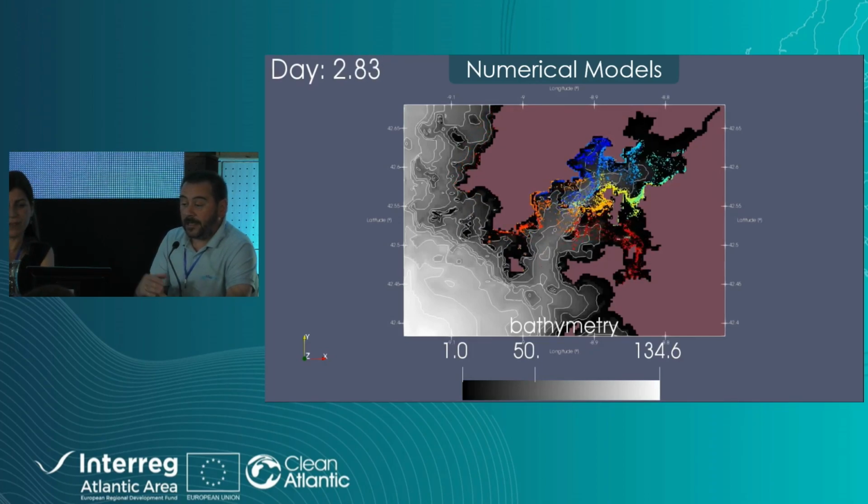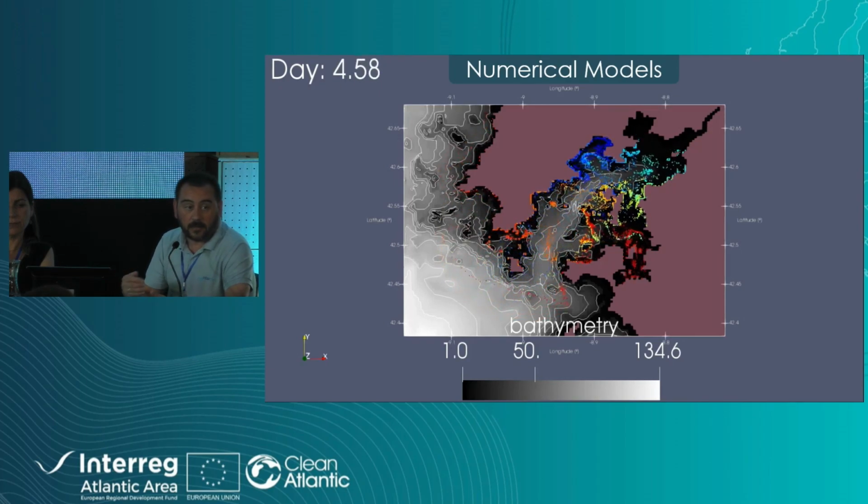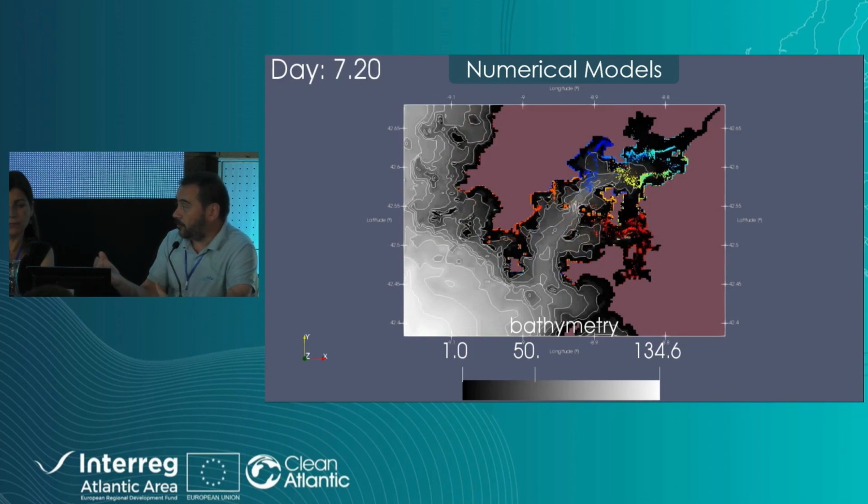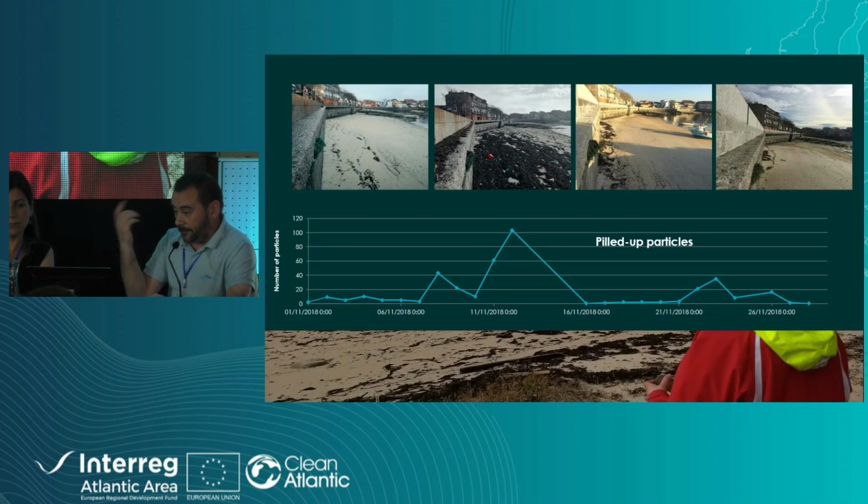So, for us, what we were doing was to focus on the Arosa Bay, and to launch Lagrangian particles representing litter, and look at where they were beached and where they were accumulating. At the beginning, what we wanted to do was to look at whether these models were actually capable, regardless of their limitations, of reproducing and representing the reality.